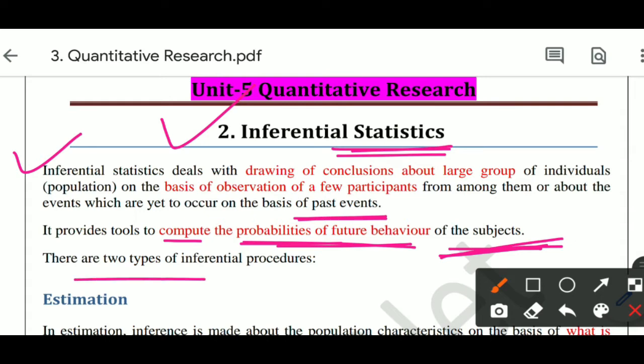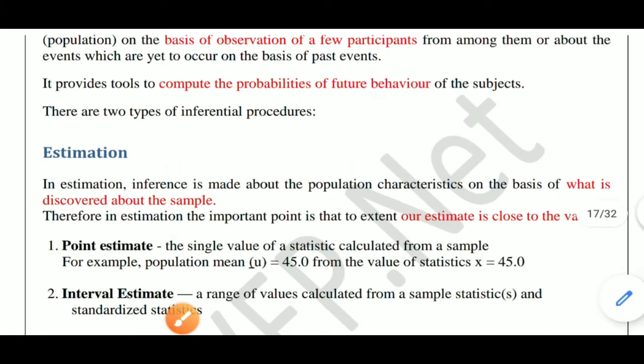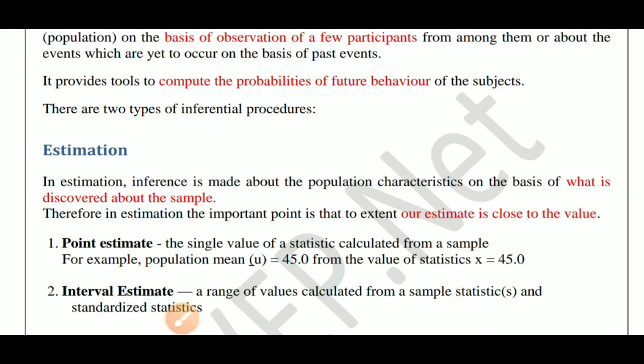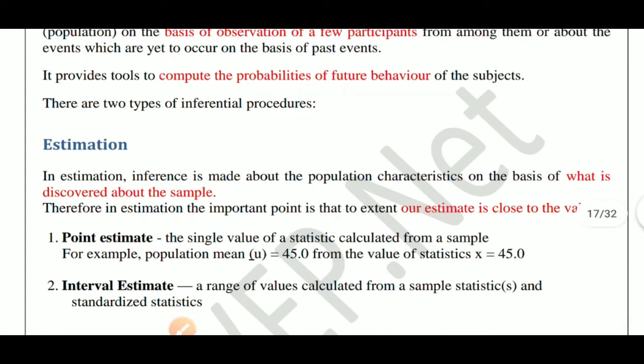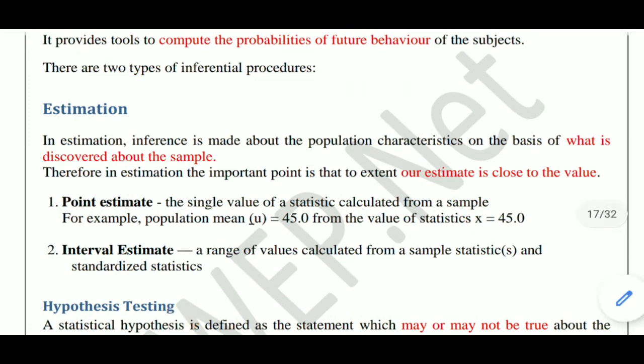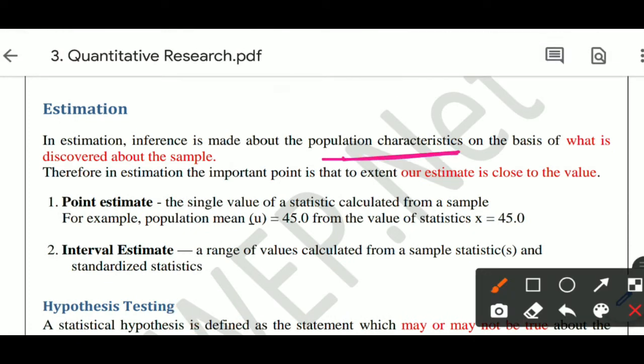So there are two types of inferential statistics, two procedures. The first is estimation. By doing estimation you can compute the probability of inferences. In estimation, inference is made about population characteristics. This procedure is used to calculate the population characteristics on the basis of what is discovered about the sample. Like you take 100 samples, and on the basis of the characteristics of the sample you calculate the estimation.